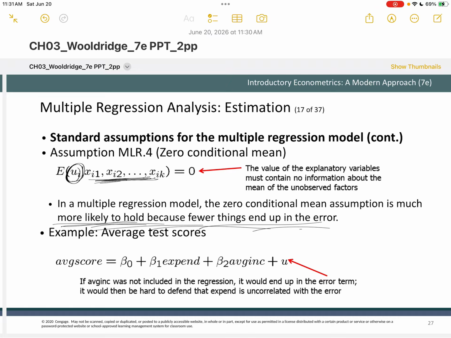So sure, it's more likely to hold, but it's better to assume that what you have found for your betas are correlations, not causations. It is more likely to hold if your explanatory variables are not correlated with those unobserved factors, and that's rarely the case.